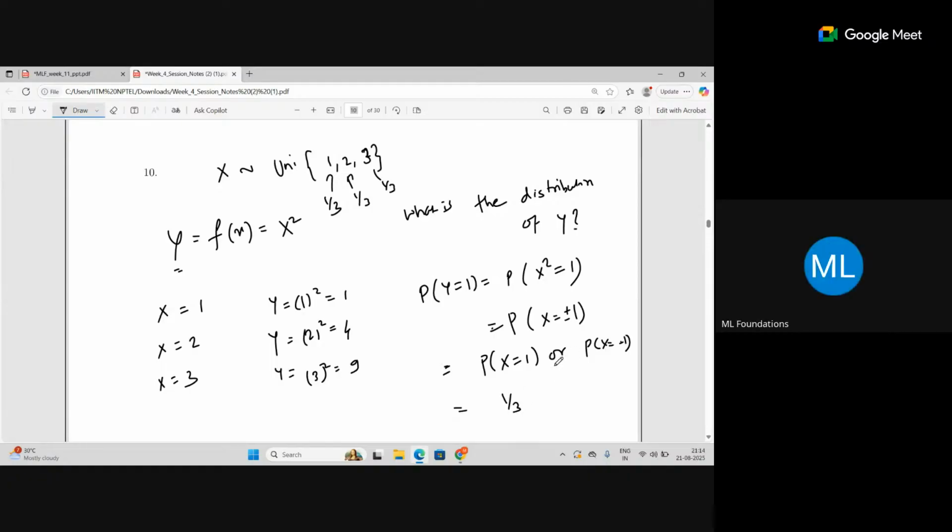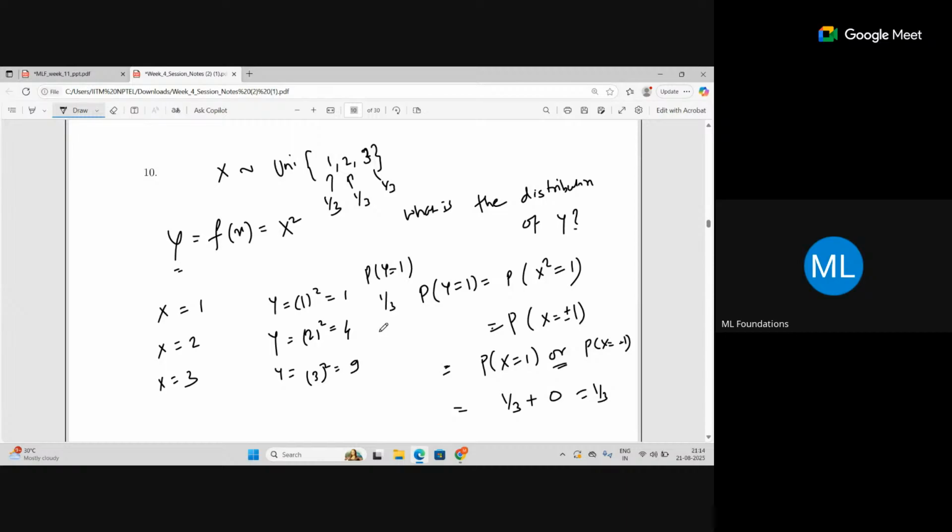So what is the probability of x equal to 1? 1 by 3. Or means it's a logical plus. What is the probability that x equal to minus 1? 0, right? Only for the values 1, 2 and 3, x will have probability greater than 0. For other values, it is equal to 0. So it is equal to 1 by 3. So the probability that y equal to 1 is 1 by 3.